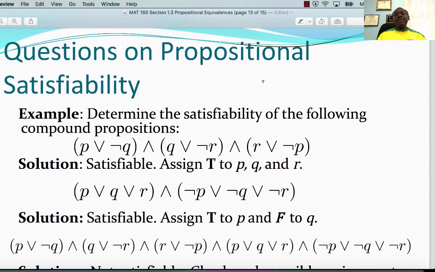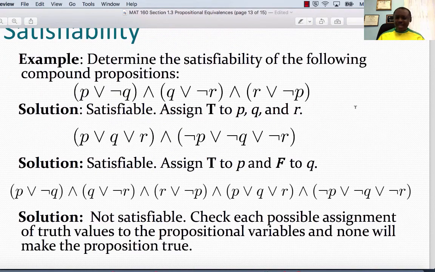Example 1. Determine the satisfiability of the following compound propositions. The first one right here, is it satisfiable or not? By observation, if we assign T to all three, P, Q, R, then we end up with the compound proposition being true. So it is satisfiable. The second one, again, if we assign T to P and F to Q, then this compound proposition ends up being true. So it is satisfiable. What about the last one? Well, it is not satisfiable.